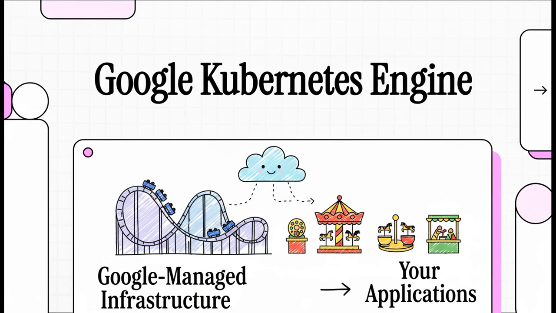So, you've probably heard this term floating around: GKE, Google Kubernetes Engine. It sounds kind of heavy, right? But what if I told you it's actually as simple as running a giant magical amusement park? Seriously, today we're going to break down exactly what that means.